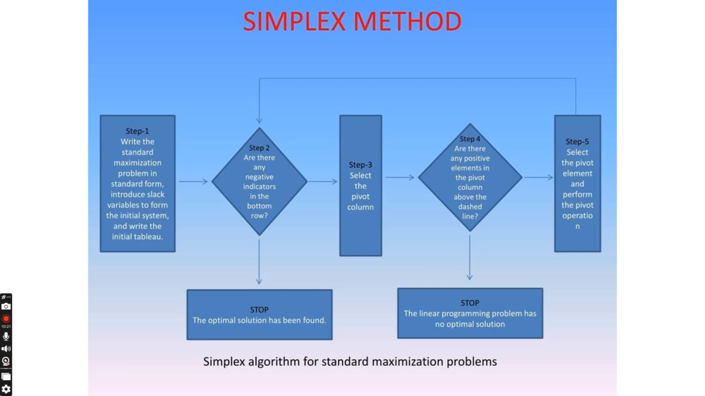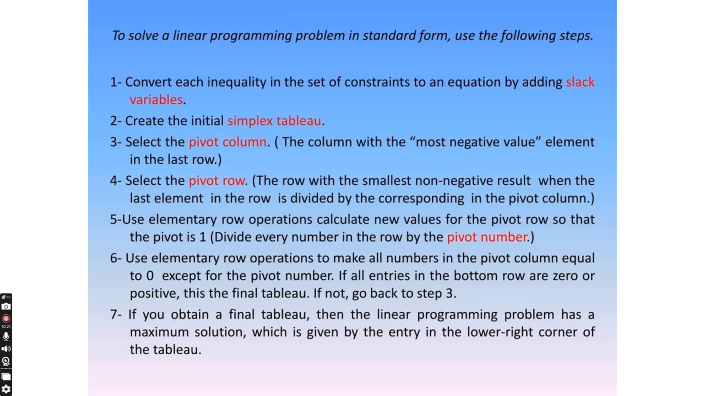Then these are the steps involved in simplex method. First you need to write the standard maximization problem into standard form. Then you check whether there are any negative indicators in the bottom row. If there are none, you stop the process and the optimal solution has been found. Then select the pivot column. After selecting the pivot column, check whether there are any positive elements in the pivot column above the dashed line. If there are none, the linear programming problem has no optimal solution and you can stop the process. Otherwise, go to step 5, select the pivot element and perform the pivot operation. So these are the various steps involved in simplex method.